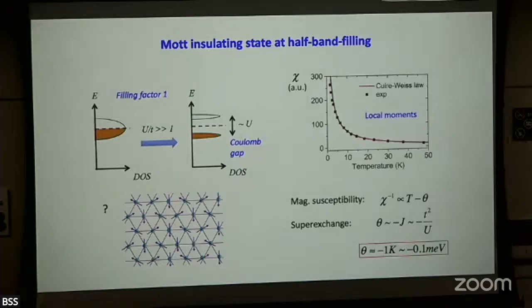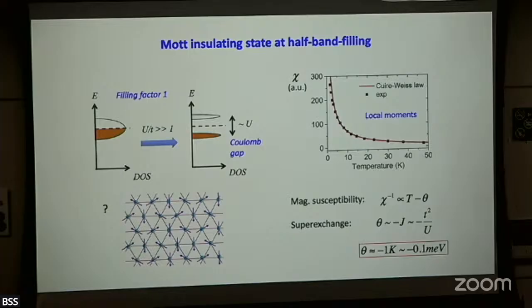So we measured the magnetic susceptibility as a function of temperature. Those are the dots. This susceptibility as a function of temperature follows the Curie-Weiss law pretty well, and you can estimate the Curie-Weiss temperature from this fit. This actually determines J, the superexchange interaction between the localized moments. From this experiment, we got a Curie-Weiss temperature on the order of 1 Kelvin, and in a superexchange picture, it's proportional to t squared over U.